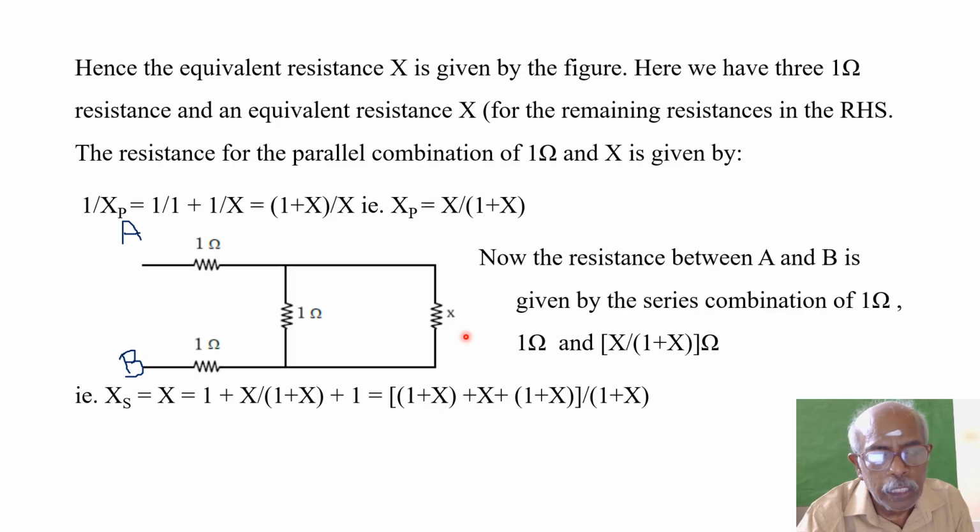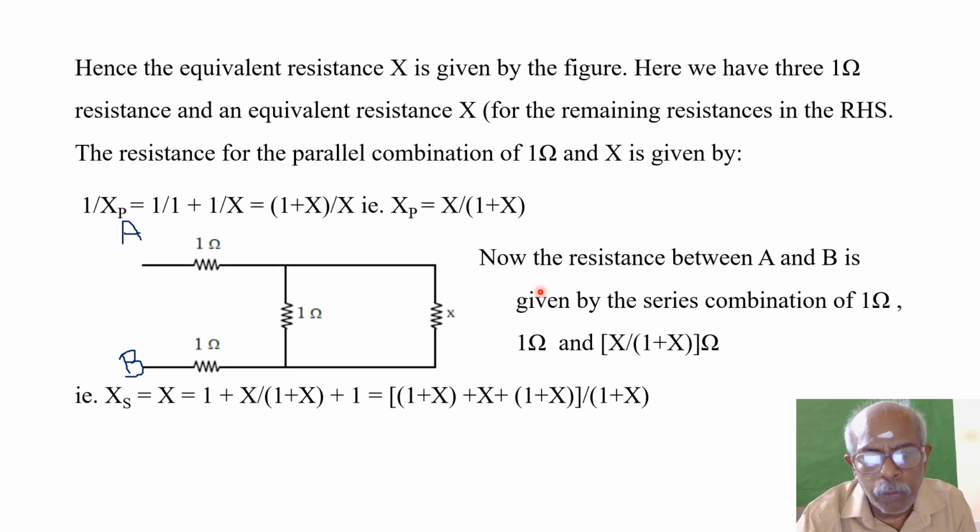Now you can take X as the LCM. So here you have 1, here you have 1. So X plus 1 by X is the answer. Whether you write 1 plus X or X plus 1, both are one and the same. So 1 by Xp is equal to (1 plus X) by X. Then what is Xp? You just invert it: X divided by (1 plus X).